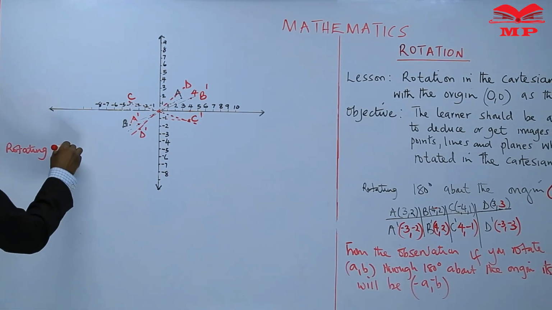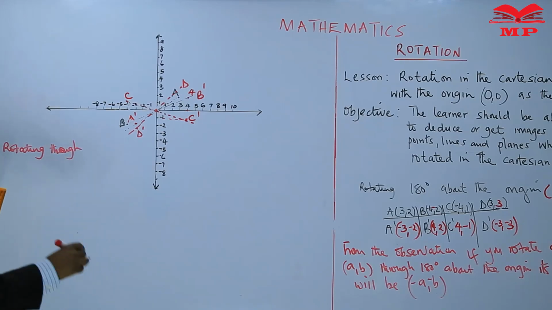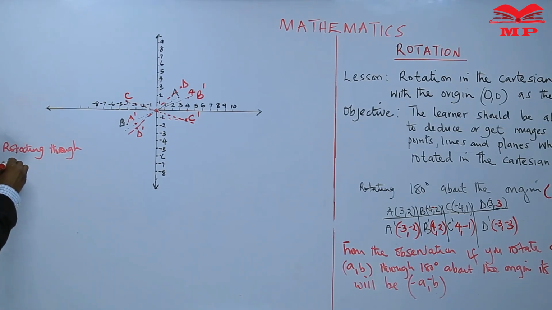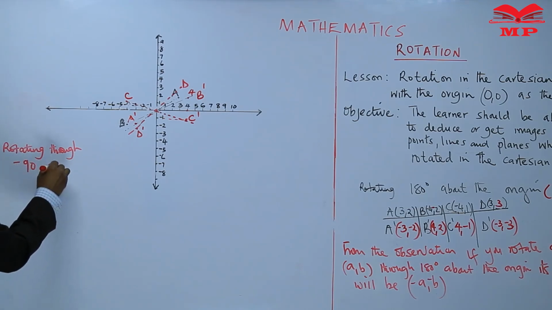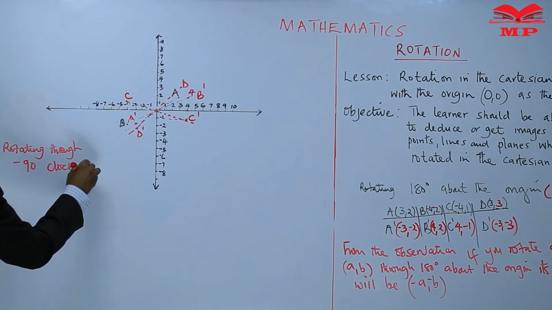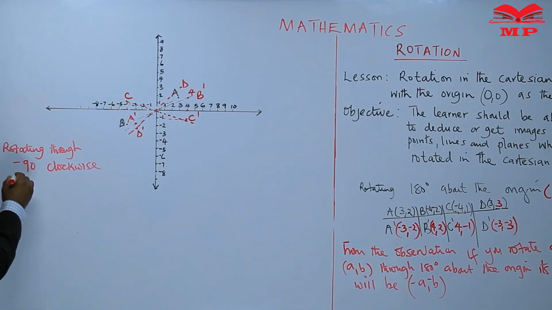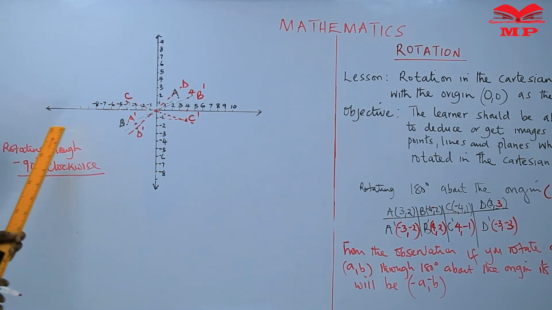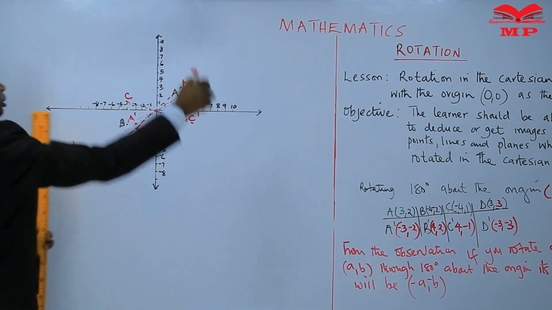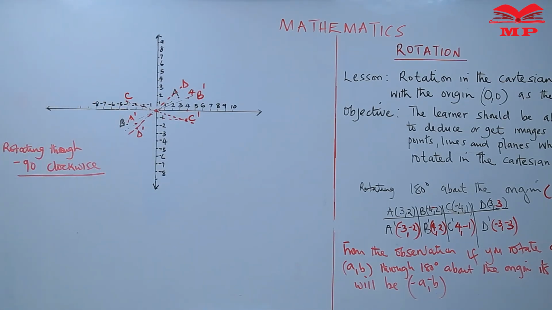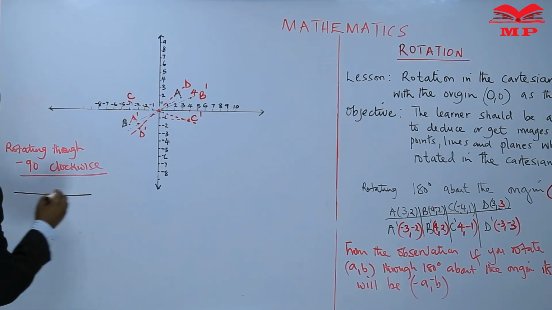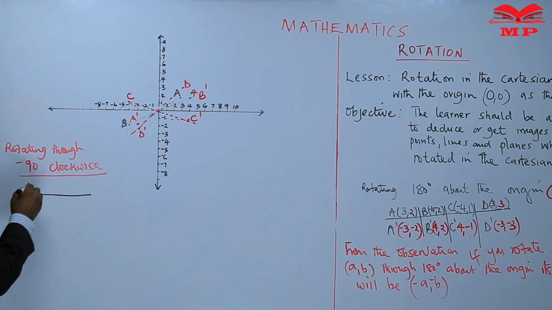90 degrees, -90 degrees. That is clockwise. That is -90 degrees. It will mean it will be clockwise. So what you'll do, choose any point. You can use 2 points. A, 4, 4.